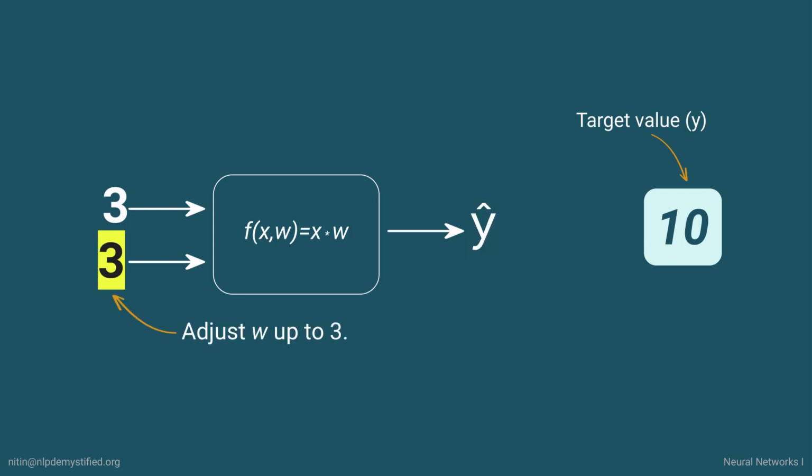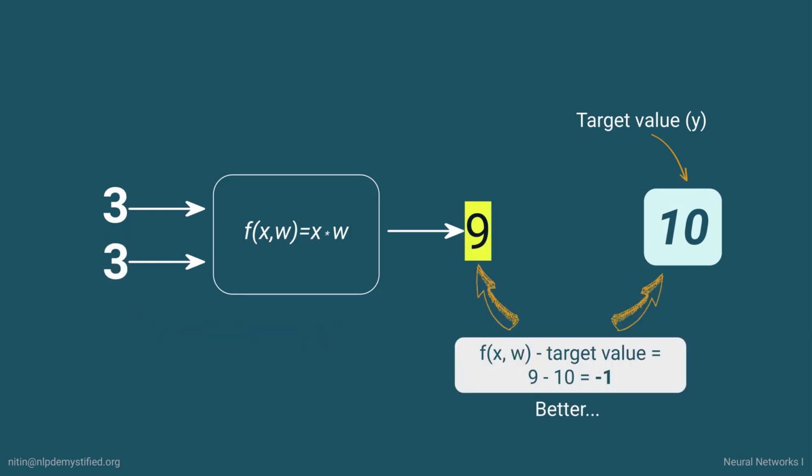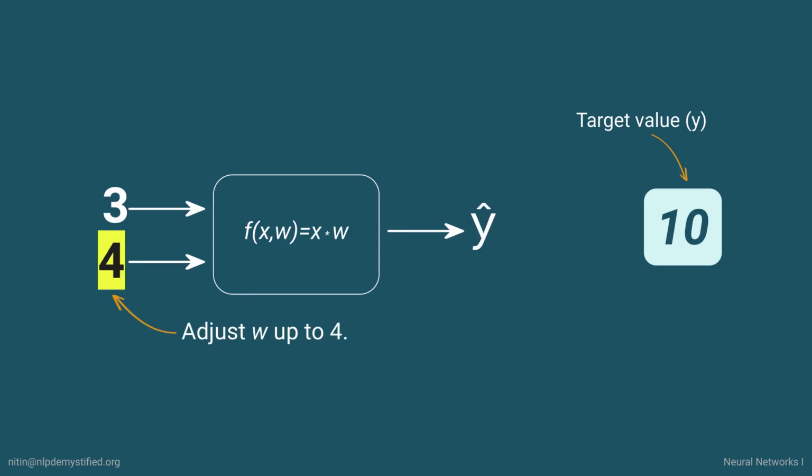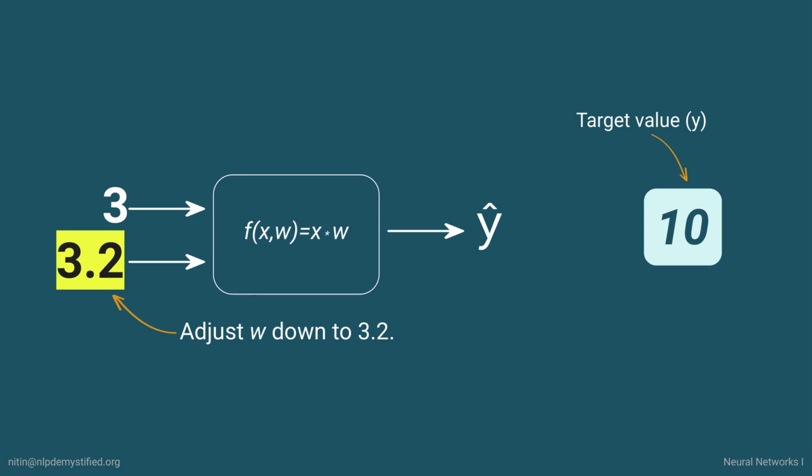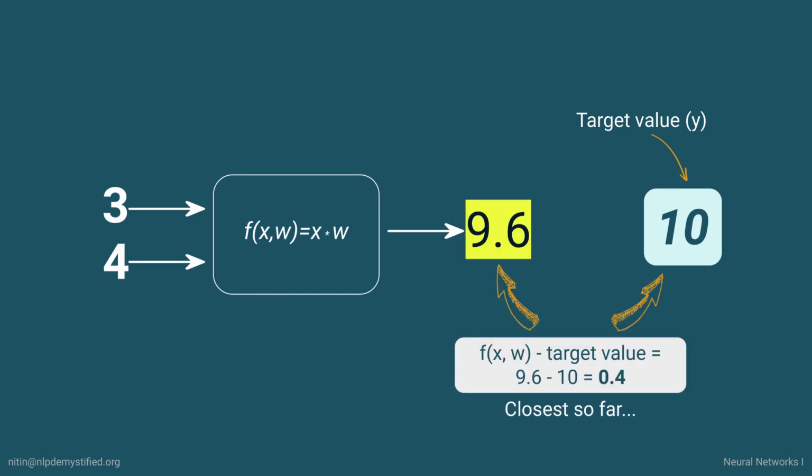So we adjust w to 3 and see what happens. The function then outputs 9, and we're now off by -1, which is better. We're getting closer to the target. For the next attempt, we adjust w to 4, and now we're off by 2, which is worse than before, and this time we're overshooting our target. So we adjust back down to 3.2, which results in 9.6, and a difference of 0.4, which is the closest we've achieved so far. And we can keep making these adjustments to get closer and closer. Of course, we could have solved this problem analytically without any guessing, but it's here to illustrate a point.